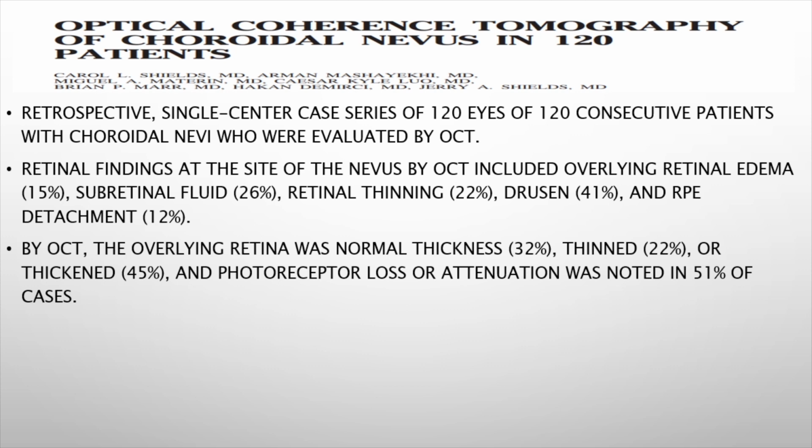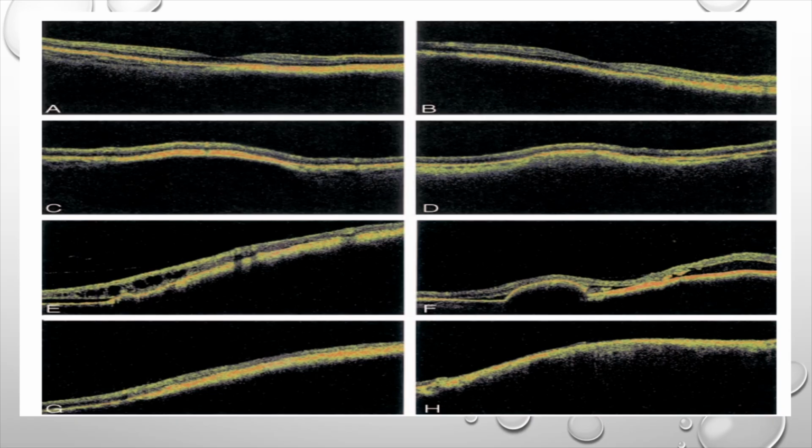This study showed the OCT features in choroidal nevus. They did a retrospective study of 120 eyes, and they divided the retinal findings by OCT into overlying retinal edema, subretinal fluid, retinal thinning, drusen, and RPE detachment. In 32% of the patients, the overlying retina was normal in thickness. It was thinned in 22% of the patients, and thickened in 45% of the patients.